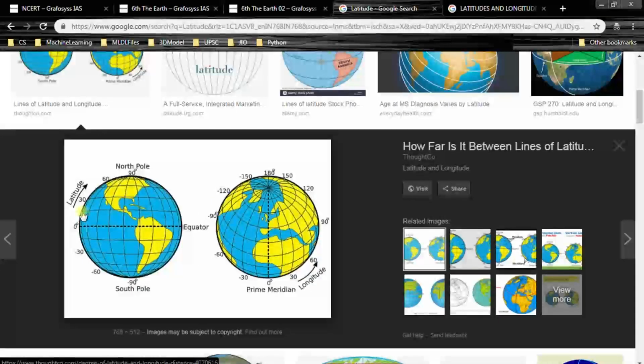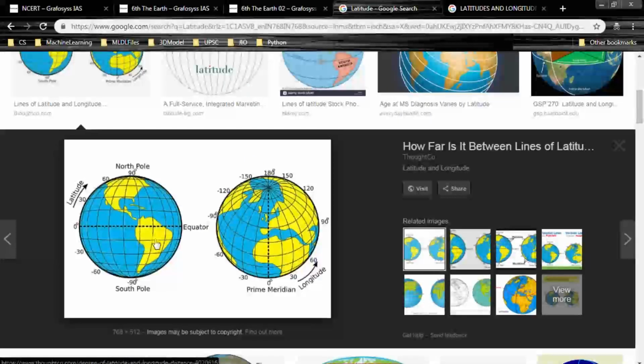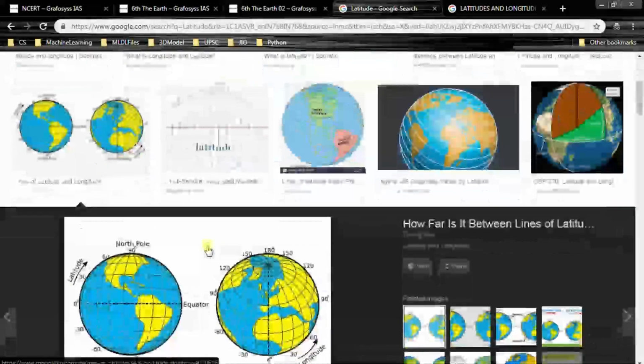So let's assume here is 20 degree. 20 degree north is this one, and this is 20 degree south. So here comes the Brazil part, right? So Belo Horizonte lies somewhere here. Brazil is here in South America, so somewhere here it is.